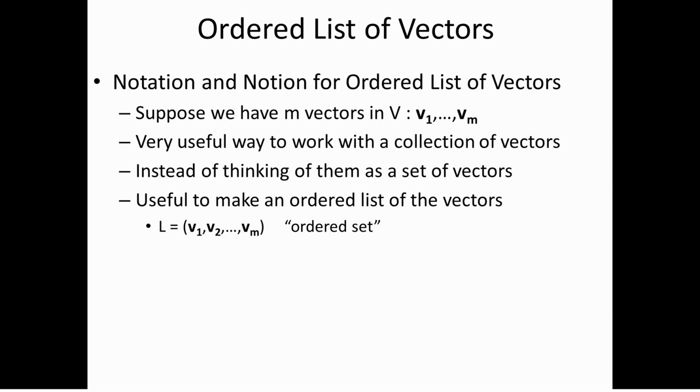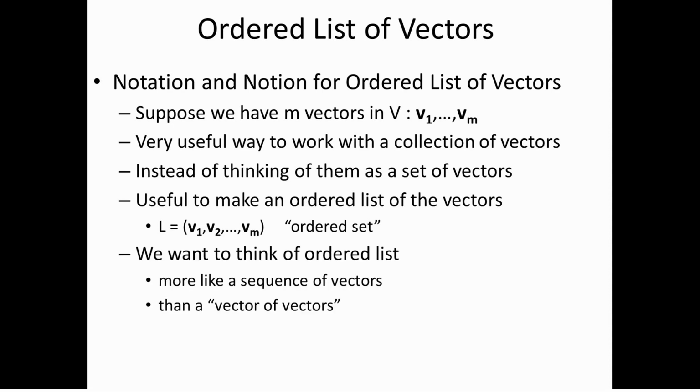One thing I want to emphasize, though, is that we want to think of an ordered list more like a finite sequence of vectors than a vector of vectors. It's possible to interpret this L as a vector where the components are vectors, but we don't want to think of it that way. The reason is we're going to want to manipulate this list. We're going to want to add or remove things from that list. If we think of it as a vector of vectors, we usually think of the number of components in a vector as being fixed, and we wouldn't do that. But if we think of it as an ordered list, we can always add things to the list or take things out of the list.